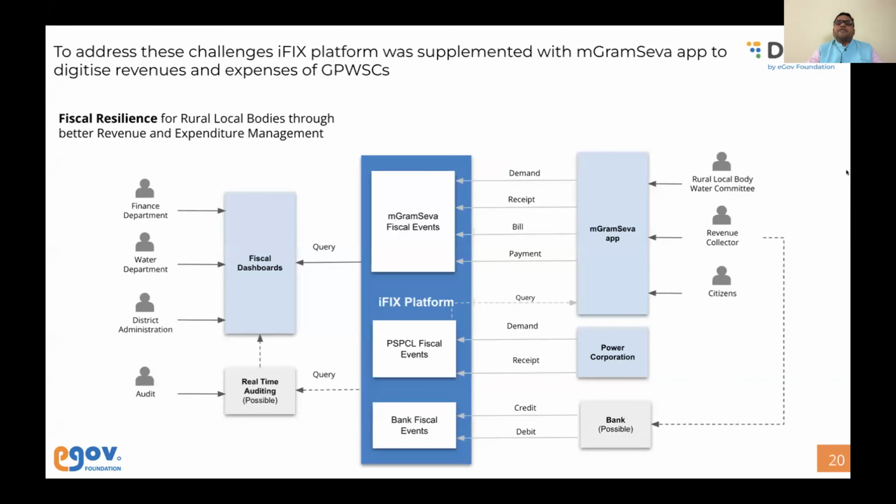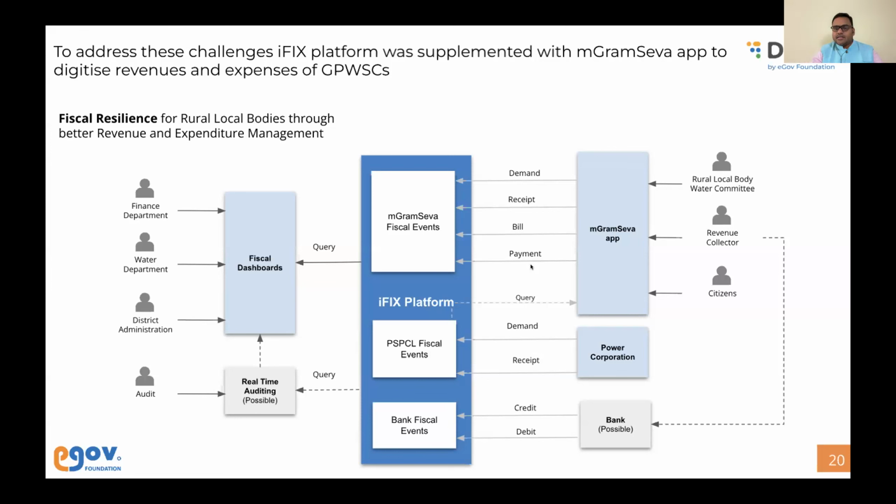We have a revenue and expenditure management application called mgram Seva, which is built on the Digit platform. So we've supplemented iFix with the revenue expenditure management application. There are 4 fiscal events currently being pushed from the transactional system to iFix platform. Demand is basically the bill raised in a consumer's name, which is the user fee that they have to pay. Receipt is once the payment is done, so it is against the collection of this demand. Bills are basically the expenses that the rural local body incurs. So those set of attributes are captured through iFix onto the system itself. And basically the payment against these expenses.